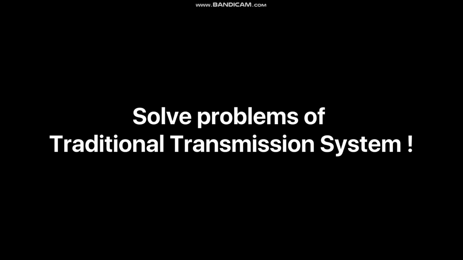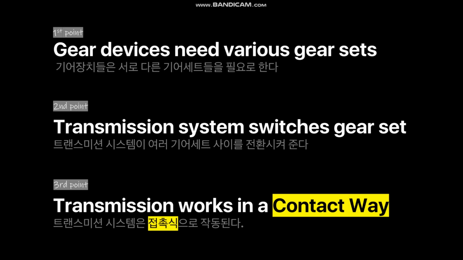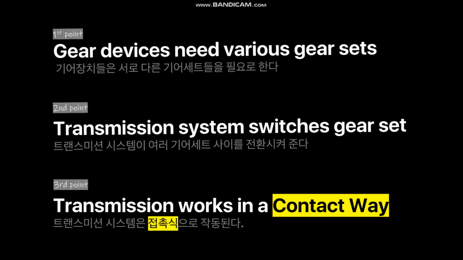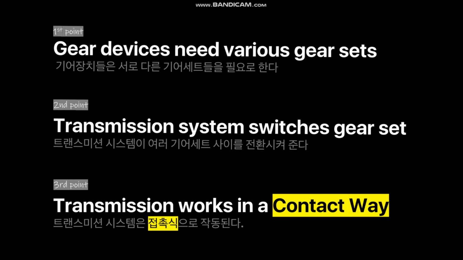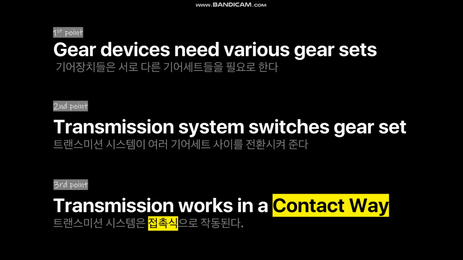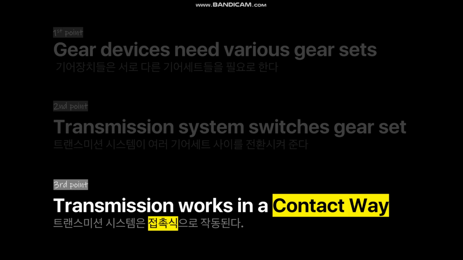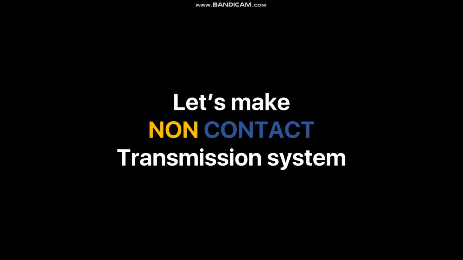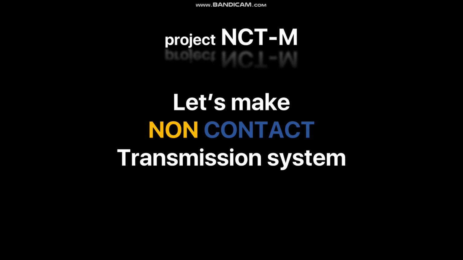To solve these problems, we thought about 3 points again. The first point and second point are established facts that we cannot touch anymore. So we started from the third point. All of the problems were mainly because they worked in a contact way. So we thought, how about making a non-contact transmission system? This is the main subject of project NCT-M, making a non-contact transmission system.